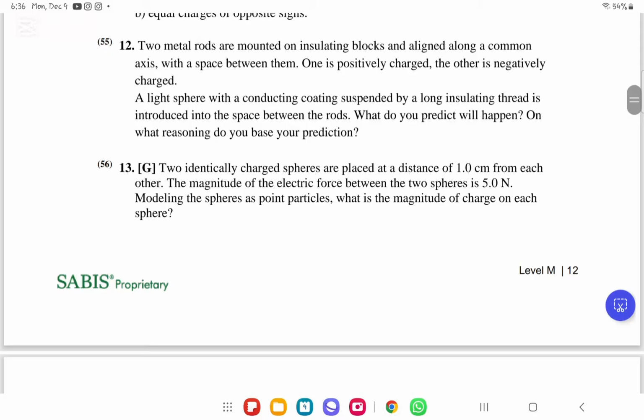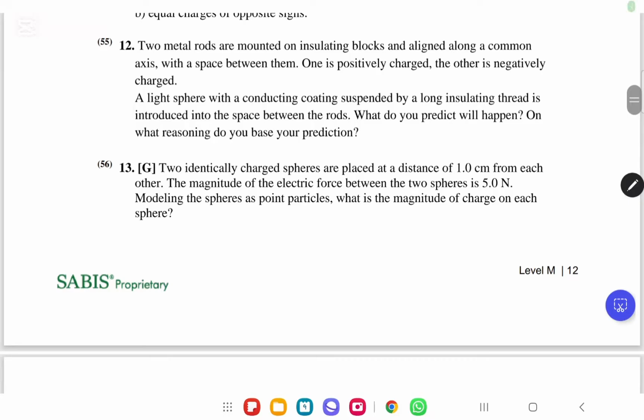Now, look, they told us one is positively charged, the other is negatively charged. And because they are the same two metal rods, they probably have the same magnitude. So what's going to happen is that there is an attraction because one is positively charged and one is negatively charged, and since they have the same magnitude, they are going to attract each other.